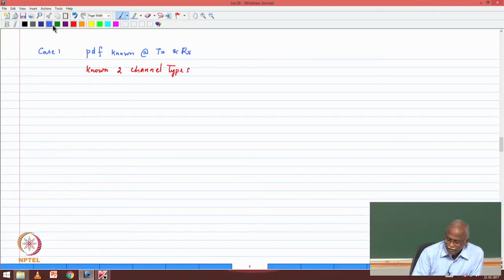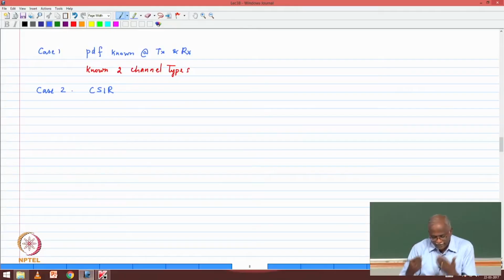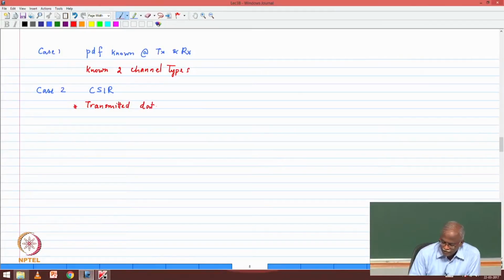Okay, so our focus is on case 2, which is CSIR. CSIR, the following points need to be kept in mind. Again, it may seem a little repetitive, but important that we do not forget this. The transmitted data rate is constant. We are not varying the transmitted rate. So basically, transmitted data rate is constant.